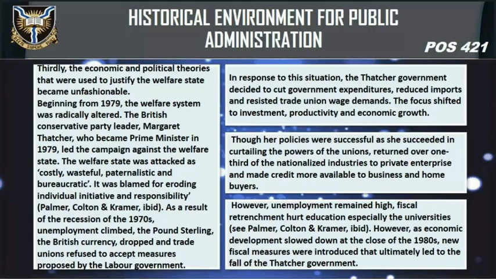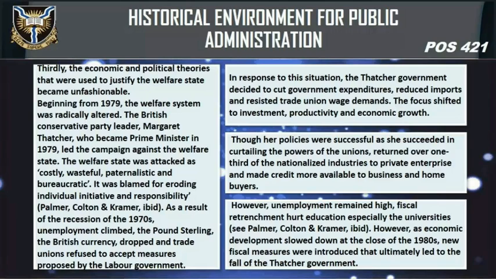As a result of the recession of the 1970s, unemployment climbed, the pound sterling, the British currency, dropped, and trade unions refused to accept measures proposed by the Labour government. In response to this situation, the Thatcher government decided to cut government expenditures, reduce imports, and restrict trade union wage demands. The focus shifted to investment, productivity, and economic growth.